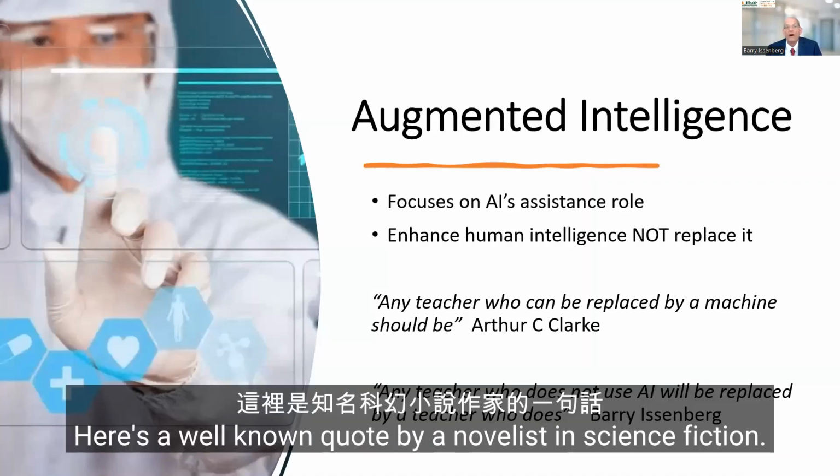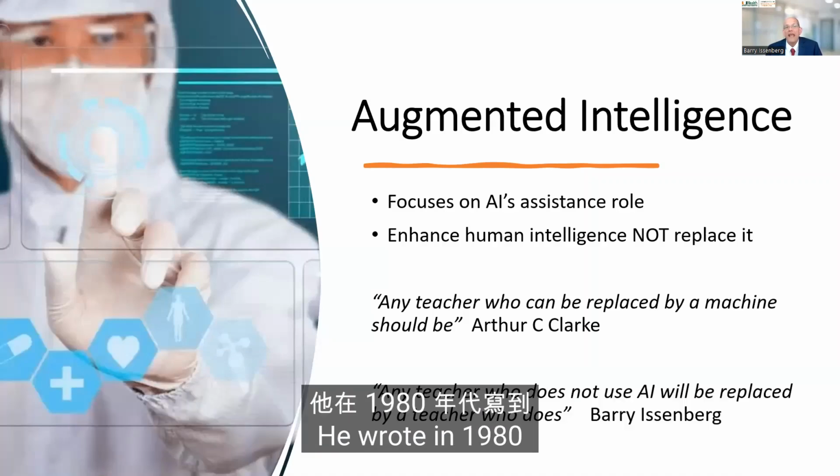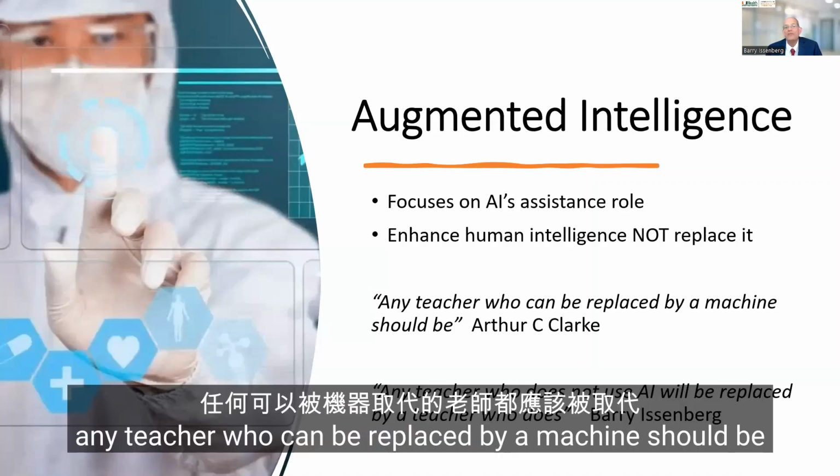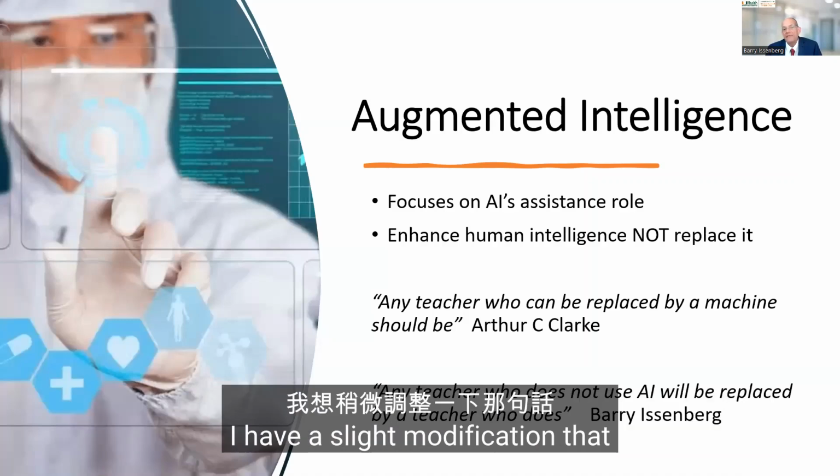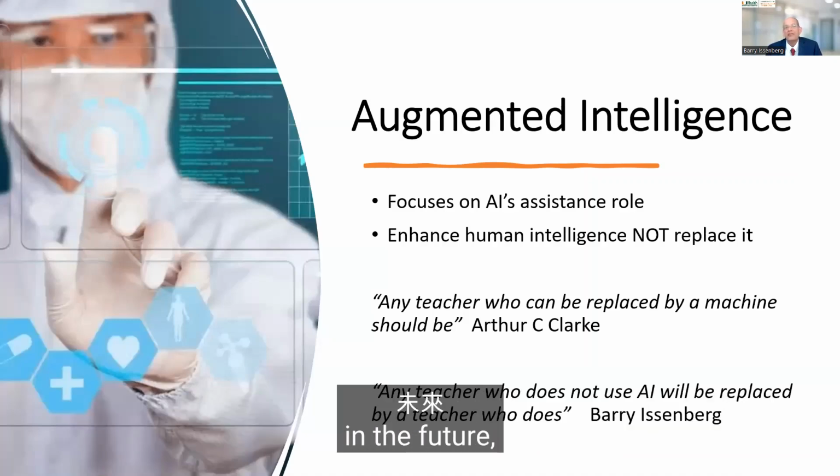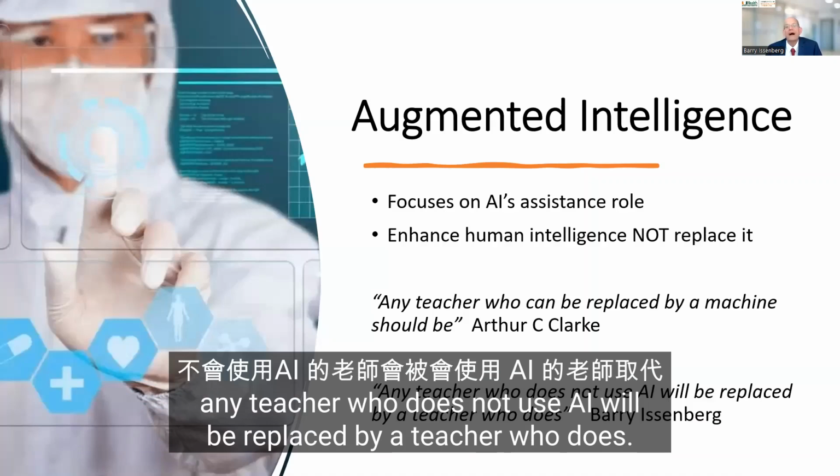Here is a well-known quote by a novelist in science fiction. He wrote in 1980, "Any teacher who can be replaced by a machine should be." And I have a slight modification that in the future, any teacher who does not use AI will be replaced by a teacher who does.